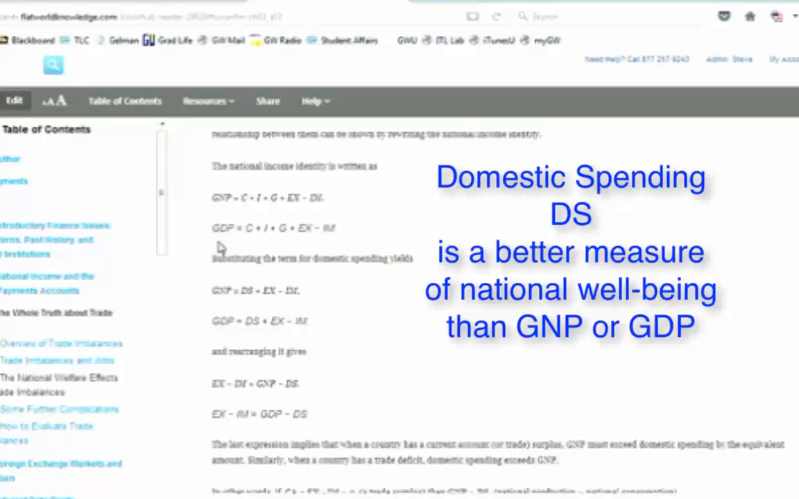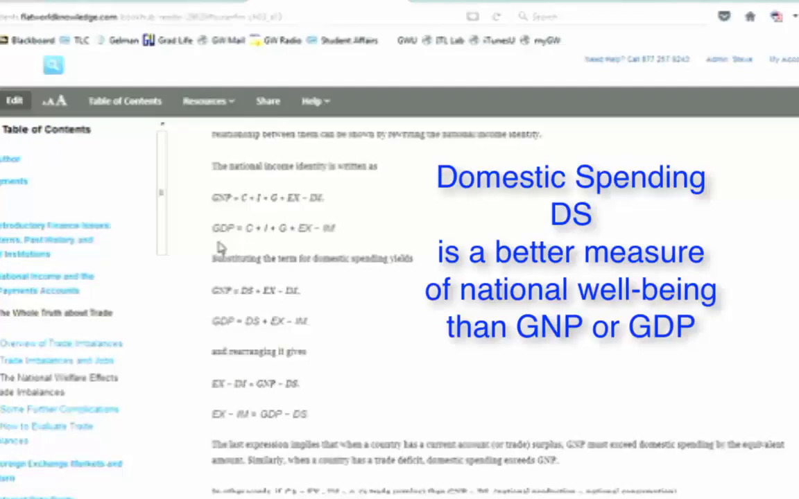Now, let's take note of the following. GNP is equal to domestic spending plus the current account balance. So they're not going to be equal to each other all the time, except in one instance. When are consumption and production the same?